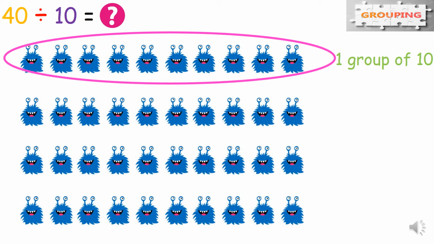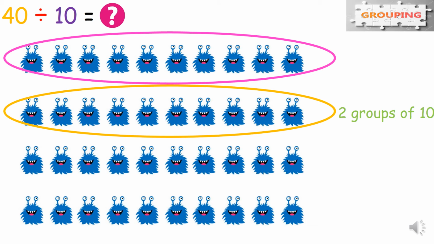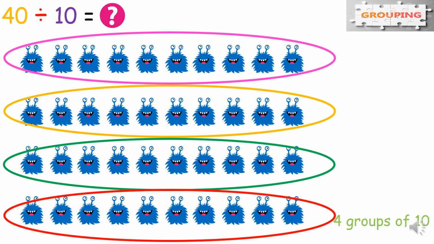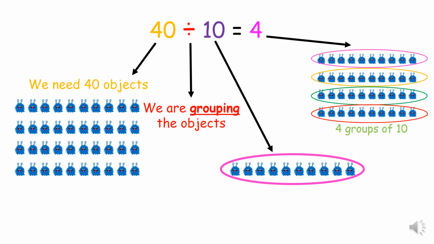Let's do it to another group. Great, we counted out another 10 aliens. Now we have two groups of 10. We counted out another 10 aliens, so now we have three groups of 10. And we've counted out our last 10 aliens, so we have four groups of 10. So by grouping them, we've made four groups. 40 aliens, we grouped them into groups of 10 and we made 4 groups. So our answer is 4.